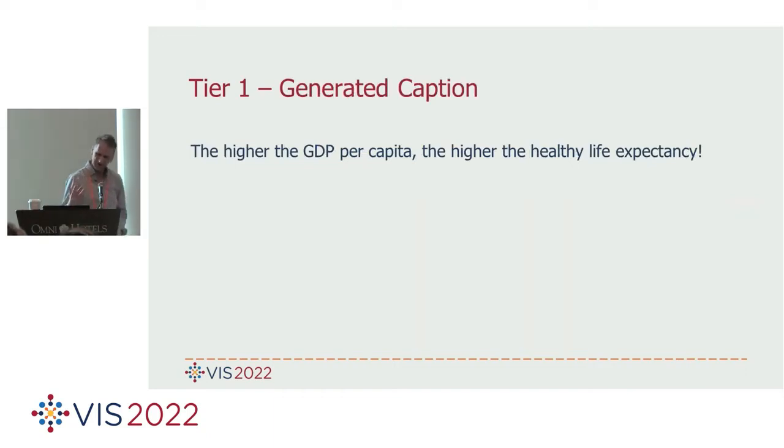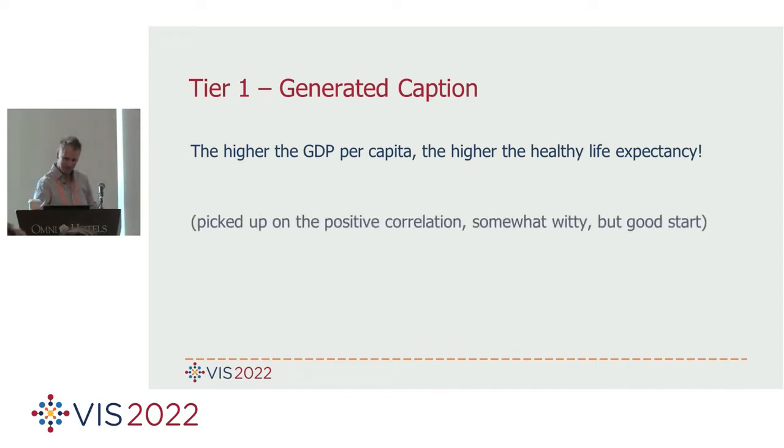And the generated caption we got in tier 1, just throwing the template at GPT-3, was: the higher the GDP per capita, the higher the healthy life expectancy, exclamation mark. Well, it's a beautiful caption, right? A little bit witty and smart-assy kind of thing, but it's a good start, right? So we knew we had to do a little more than this.